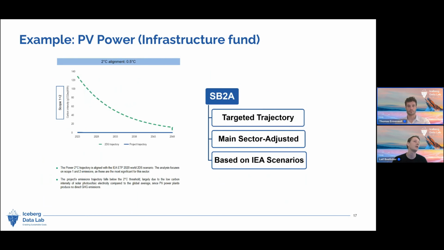And not surprising for a photovoltaic solar power plant, the projected temperature increase is 0.5 degrees. So that doesn't mean that this power plant alone can reach that, but it means that if the whole energy sector was made up by photovoltaic plants, then it would be on trajectory for 0.5 degrees. Of course, that depends on other sectors, that depends on other energy providers, but this project here is well aligned. And that's what we want to show with this.